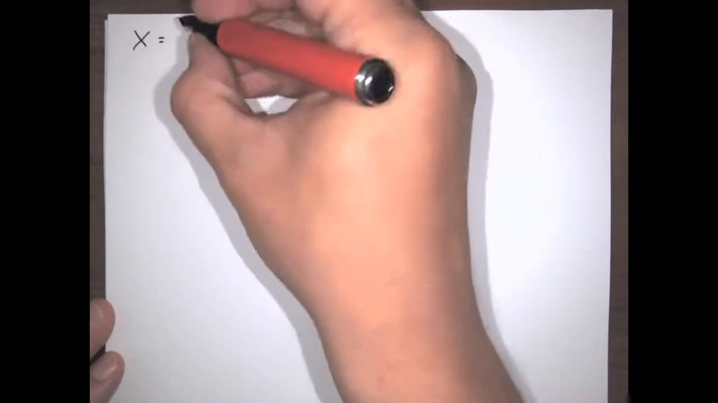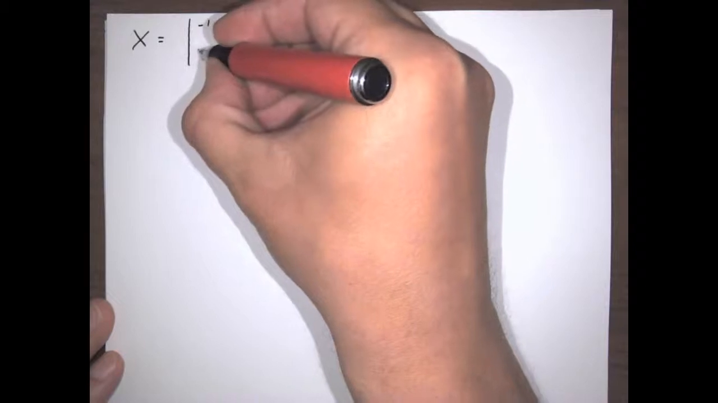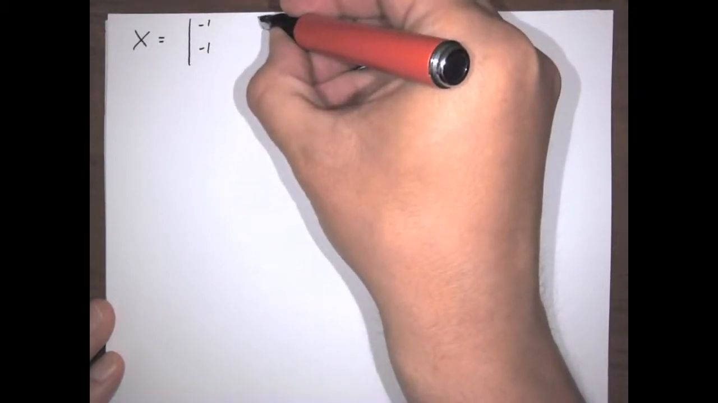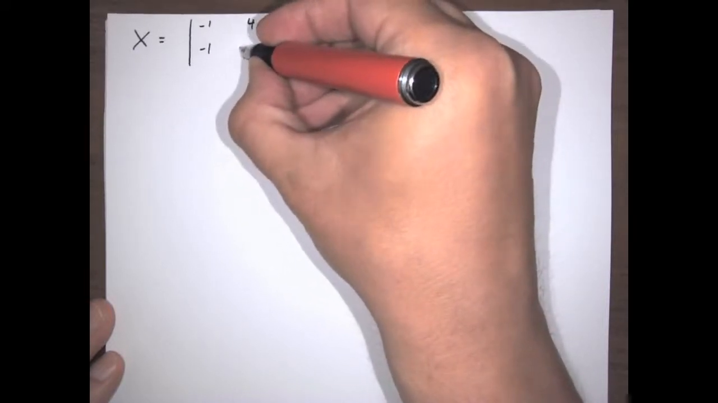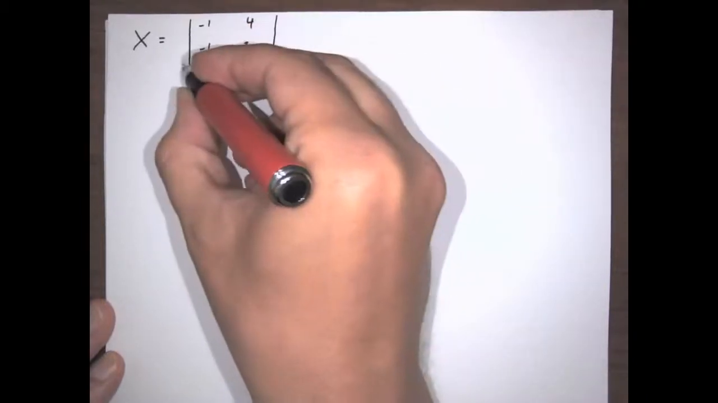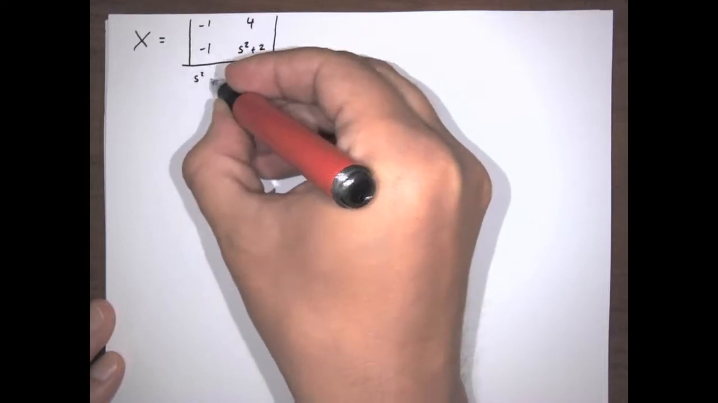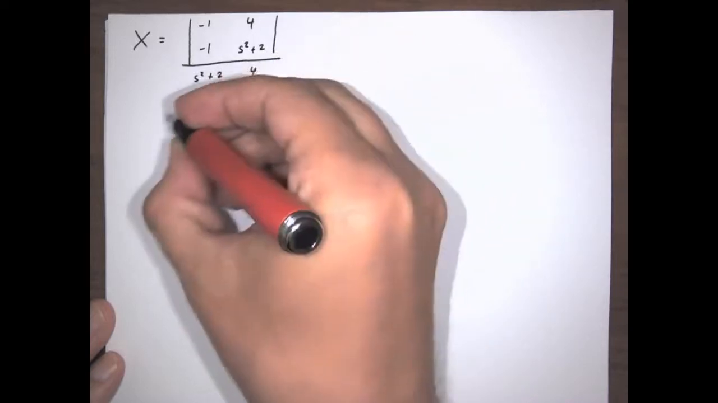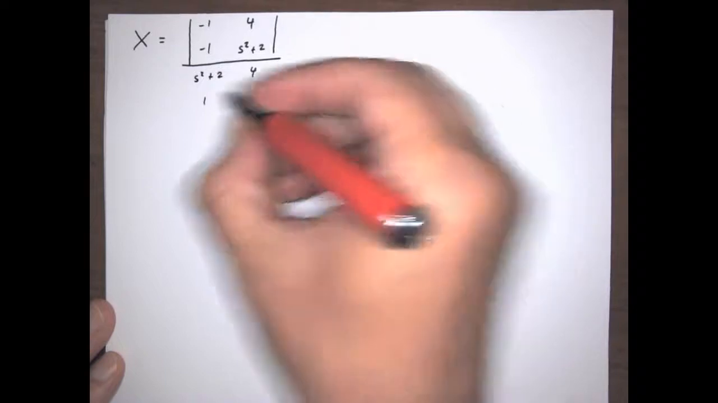So in finding the x, we use Cramer's rule. So we put in the place of the first column on the top the b, the b1, b2, and then we leave the second column as it was. We take the determinant of that and we divide by the determinant of the original matrix. s squared plus 2, 4, 1, and s squared plus 2.